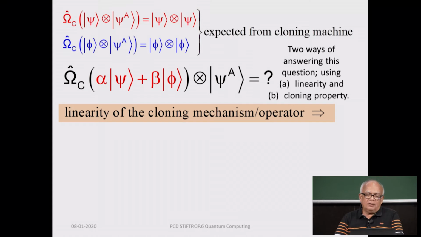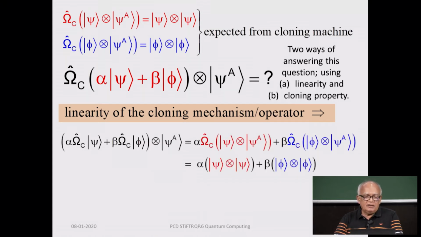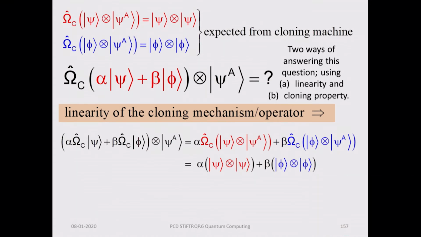So, the linearity property of quantum mechanics tells you that if you operate on this superposition alpha psi plus beta phi by the cloning operator omega, then you should get alpha times omega operating on psi product with the ancillary vector, plus beta times omega operating on phi times the ancillary vector, right. And what does the omega operator do? It will give you two copies of psi from the first term and two copies of phi from the second term. So, this is what you expect from the linearity of the cloning mechanism.